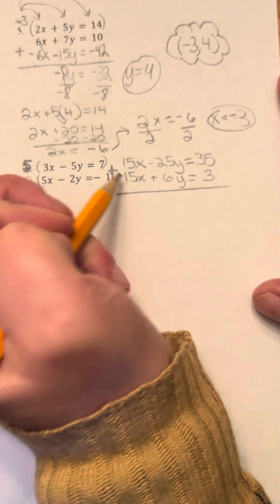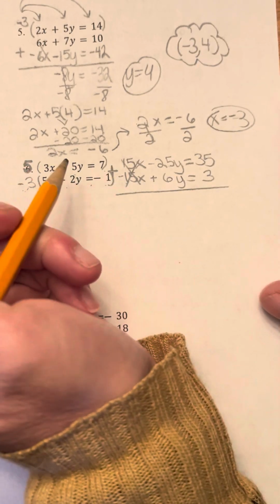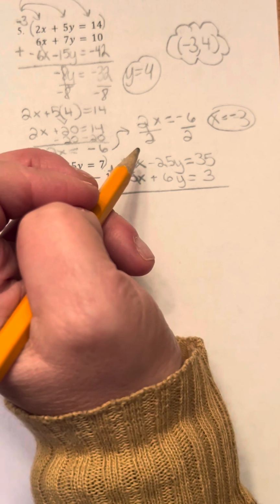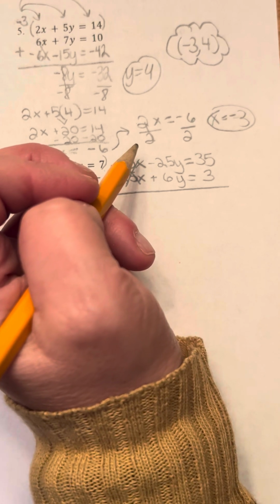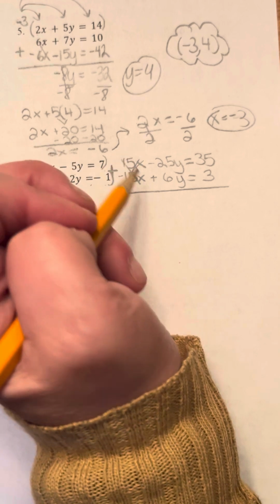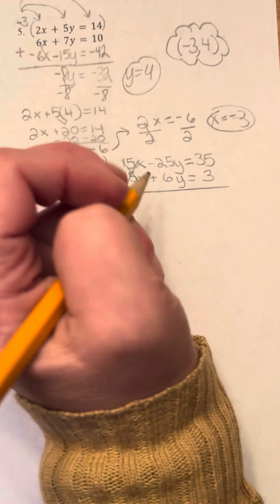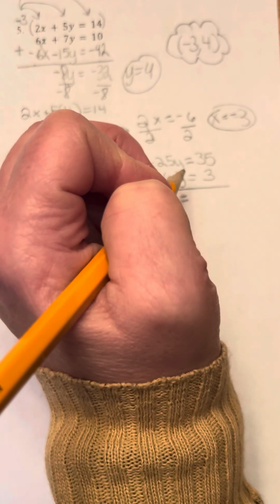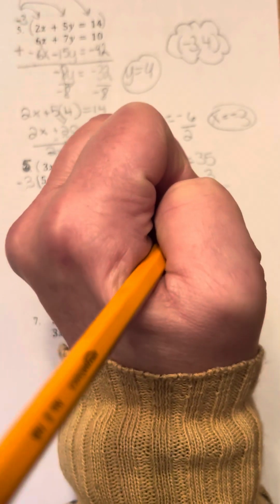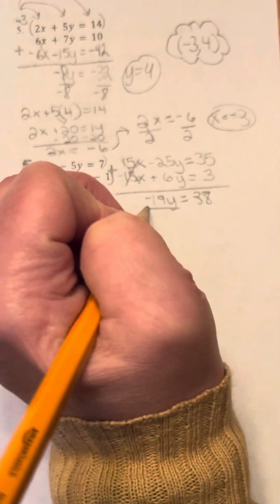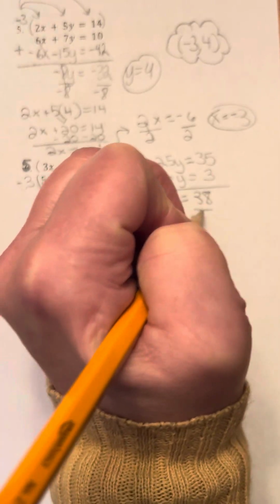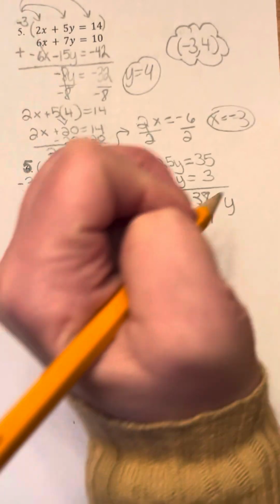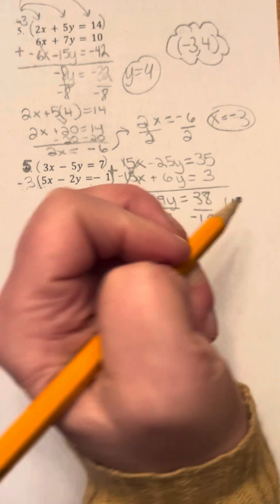15 minus 15 is 0. That was what we were trying to go for. We're trying to get rid of the x values, so we did. And now I'm just going to take the other two numbers and do them as well. So we're going to have a -25 plus 6, and we're going to add those together and get -19y. And then here we've got 35 plus 3, and we're going to add that together and get 38. Get y by itself by dividing both sides by the -19. And we're going to get y is equal to a -2.